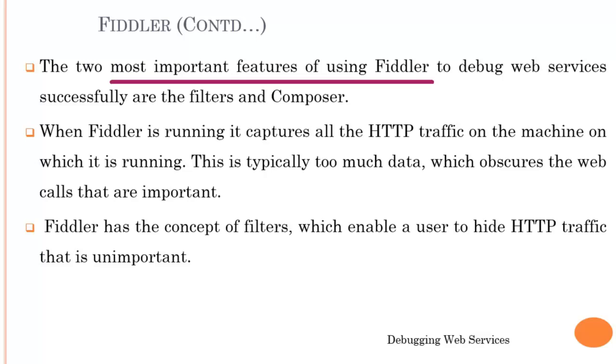Now when FIDDLER is running, it captures all the HTTP traffic that is running on the machine. This is typically too much data, which obscures the web calls that are important. FIDDLER has the concept of filters. Means FIDDLER uses filters that enable the user to hide HTTP traffic that is unimportant. It saves the time of FIDDLER to detect the raw HTTP traffic.